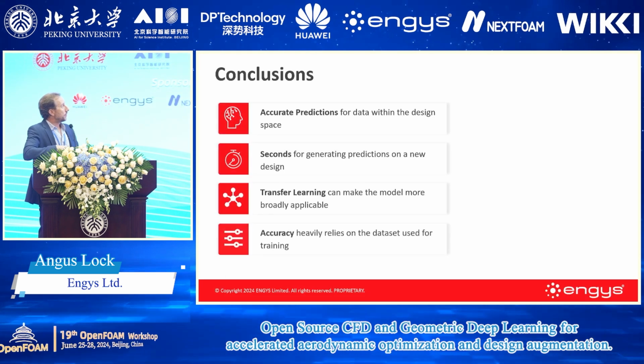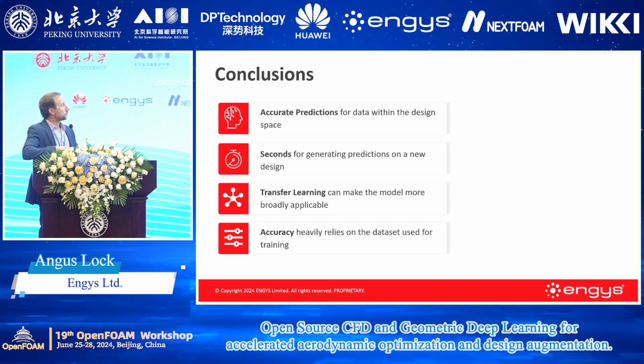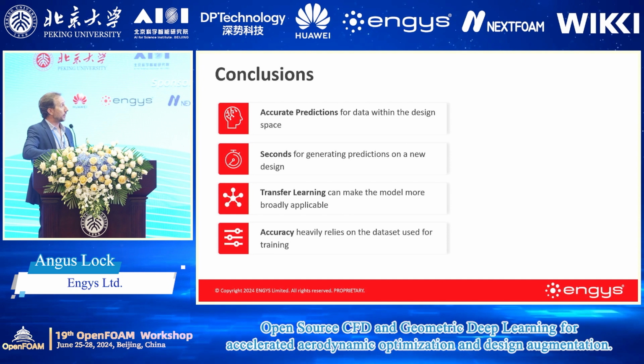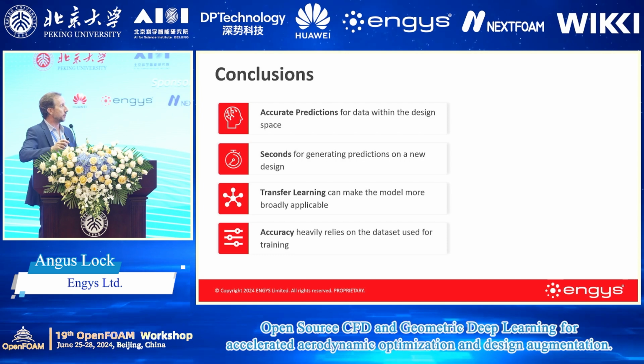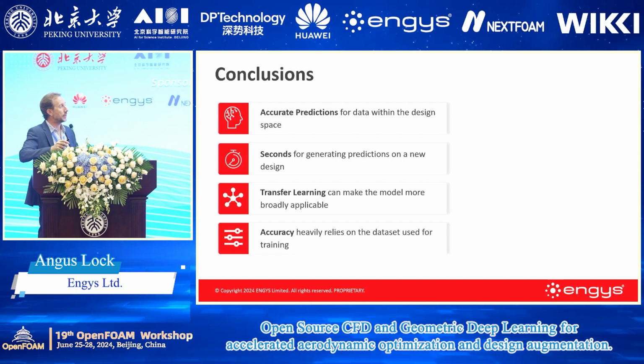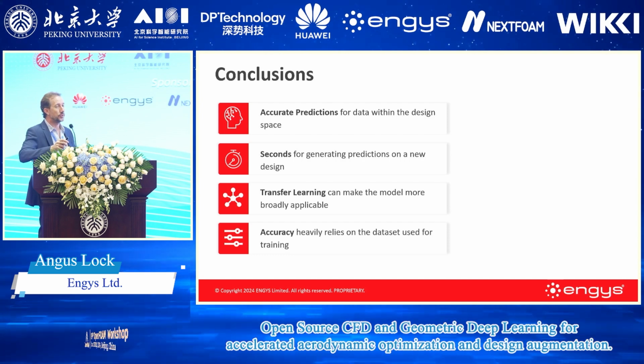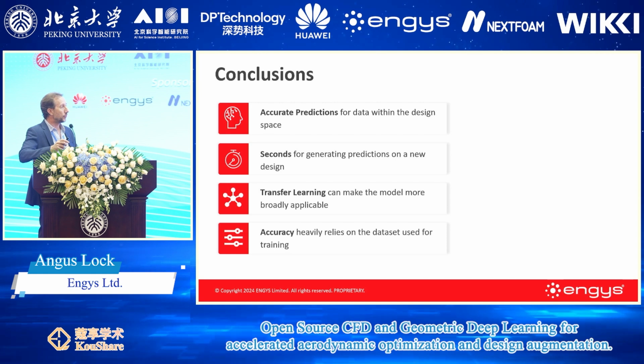So just in terms of our conclusions, we saw very accurate predictions for data within the design space. So as long as we operate within that parametric space that was used for the original training data set, we get very accurate predictions, typically of the order of 1 to 2%.